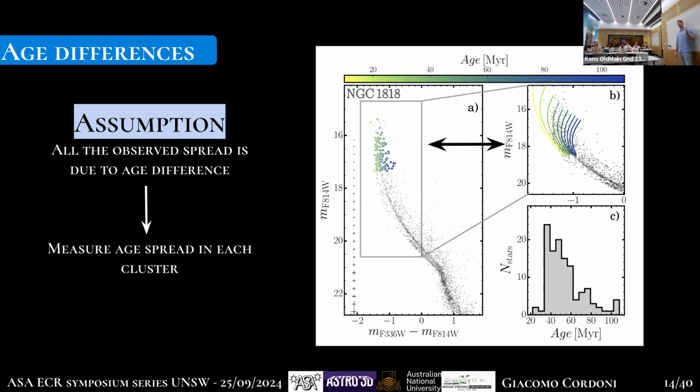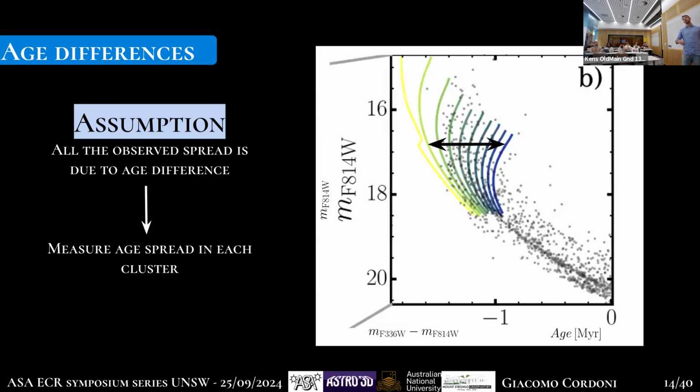So let's start, for instance, with the age differences. We can say, okay, let's assume that all the spread in the turnoff is given by age differences. So each star here has a different age. And what we can do is use theoretical isochrones to go from this, a distribution in the turnoff, to an age distribution. And by doing that, we can understand what the age difference is that we see in these clusters.